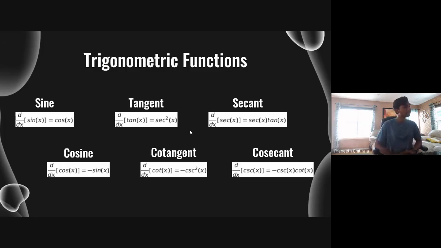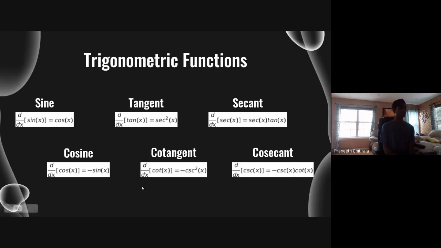So now we're going to talk about some important trigonometric functions. These are the 6 main trigonometric functions that we're going to be talking about. And they're the sine, cosine, tangent, cotangent, secant, and cosecant. And these are the derivatives of each of these functions.